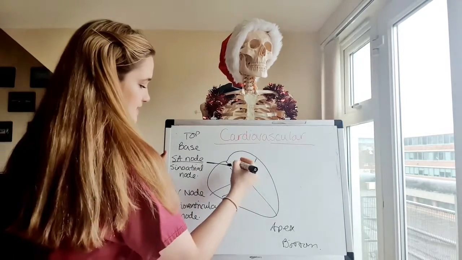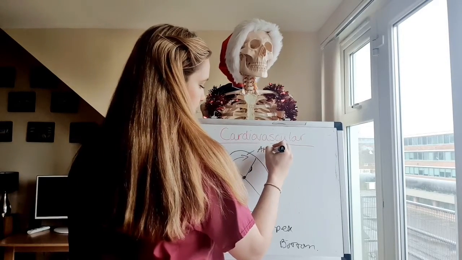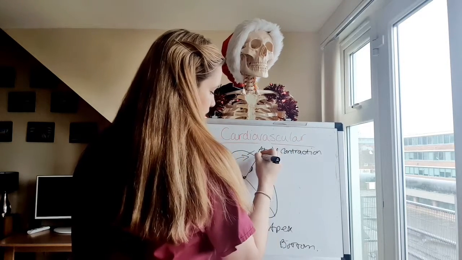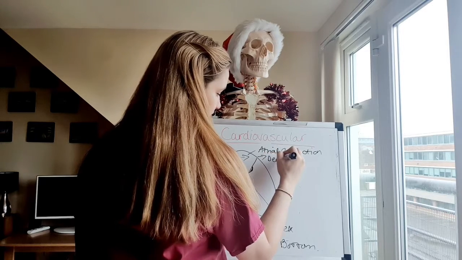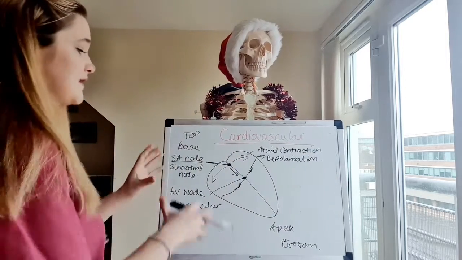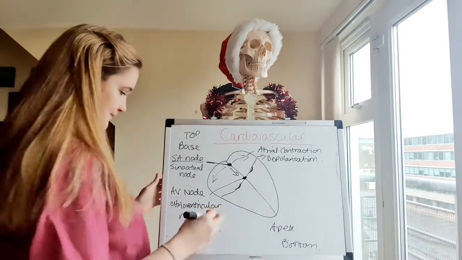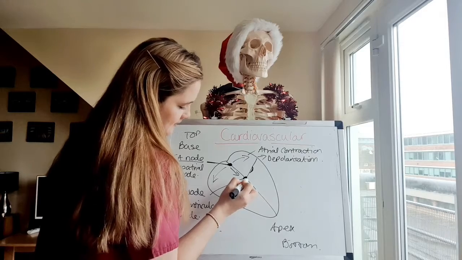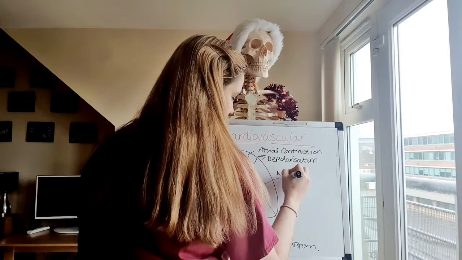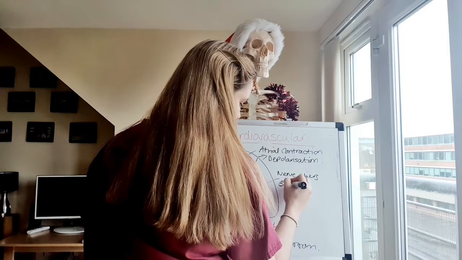Now when this SA node fires, it fires all across the atria, and that causes atrial contraction. Or atrial depolarization. Okay, so that causes atrial contraction. Your atria contract, and then when we get to your AV node down here, that sends that signal down something here, which is a bundle of nerve fibers called bundle of His.